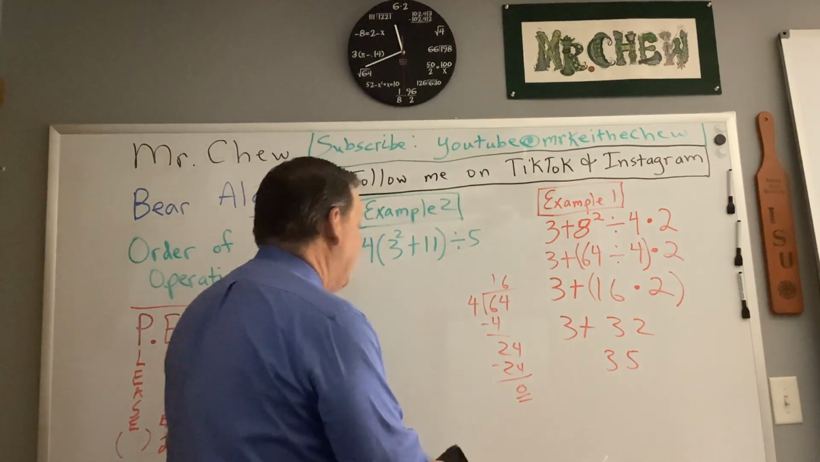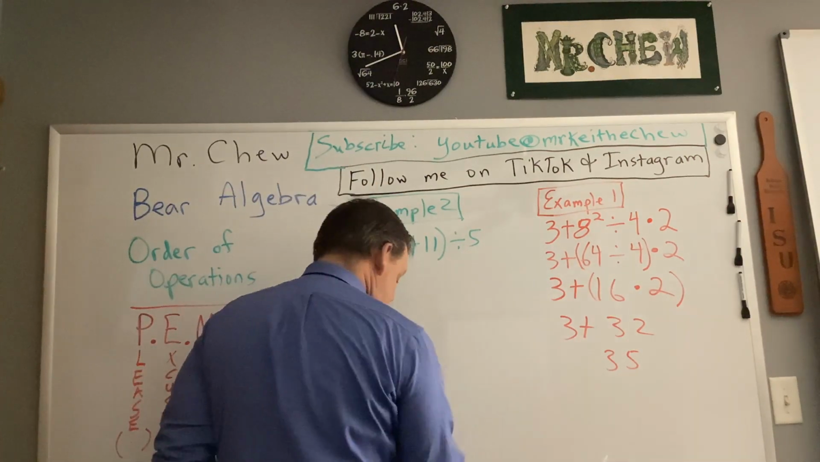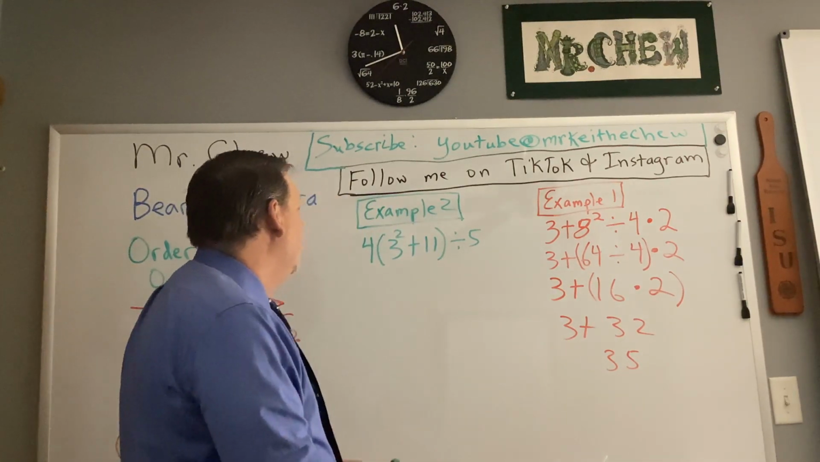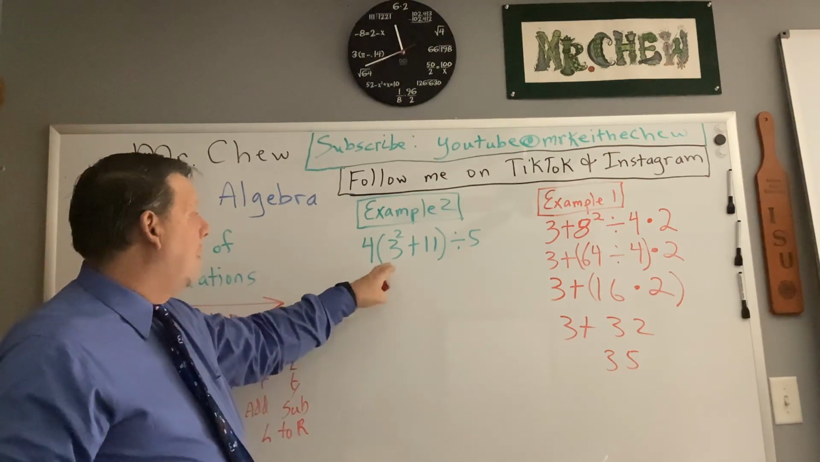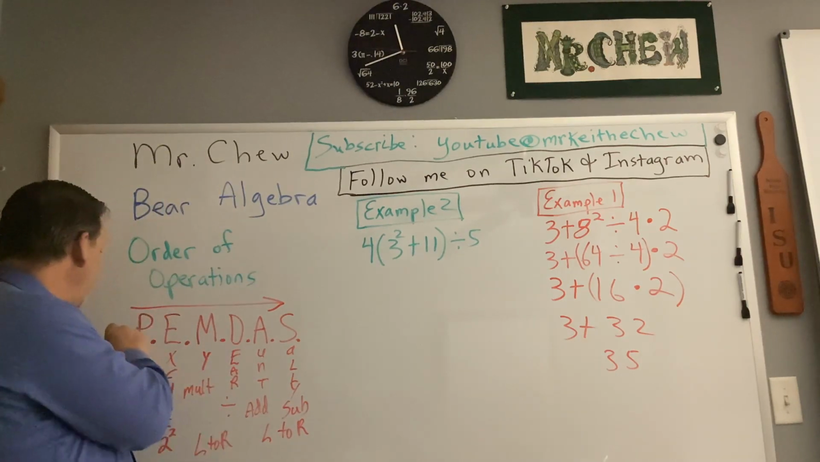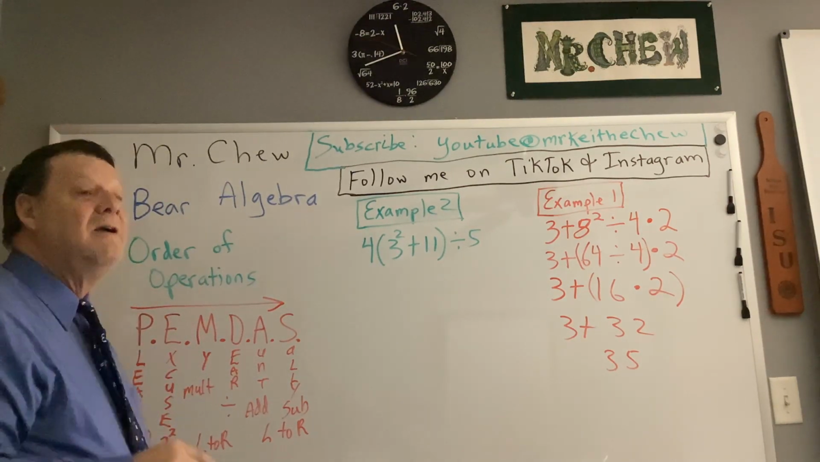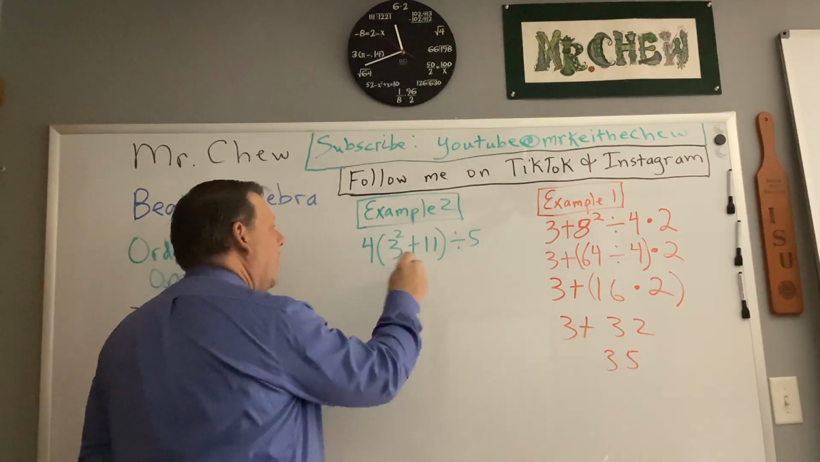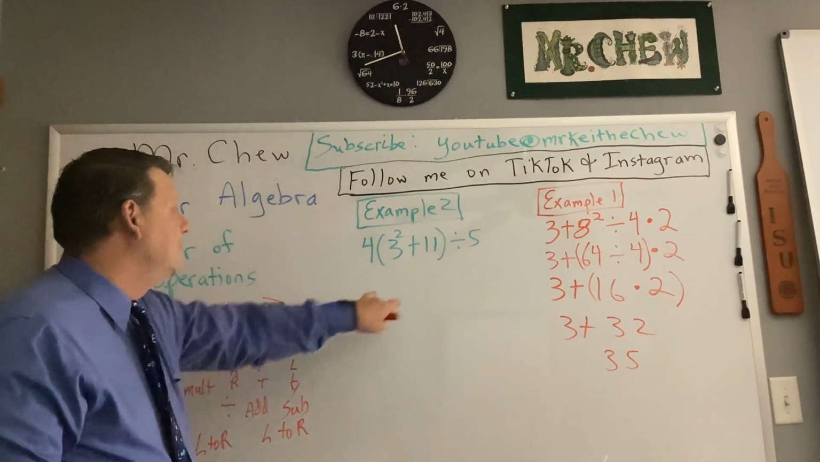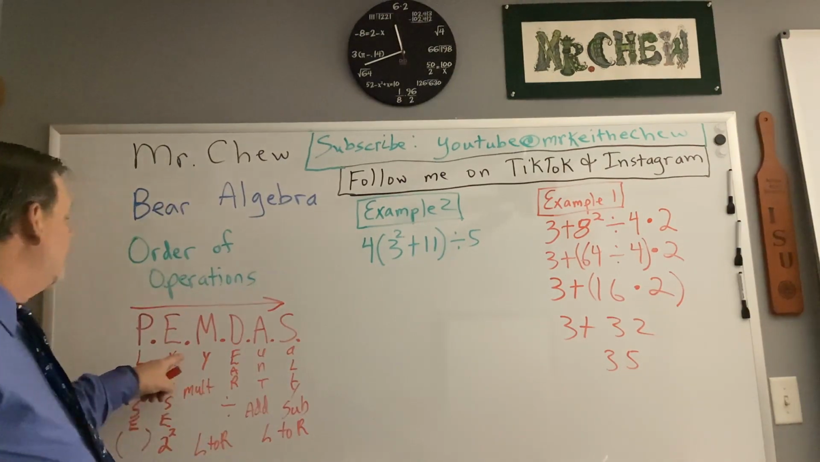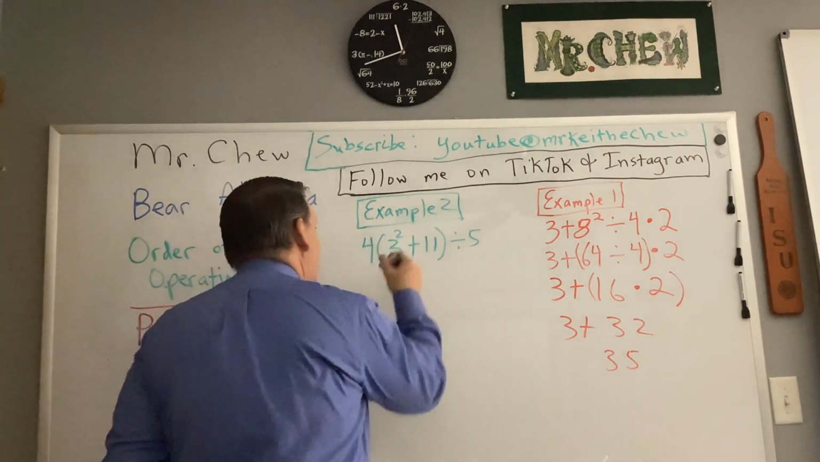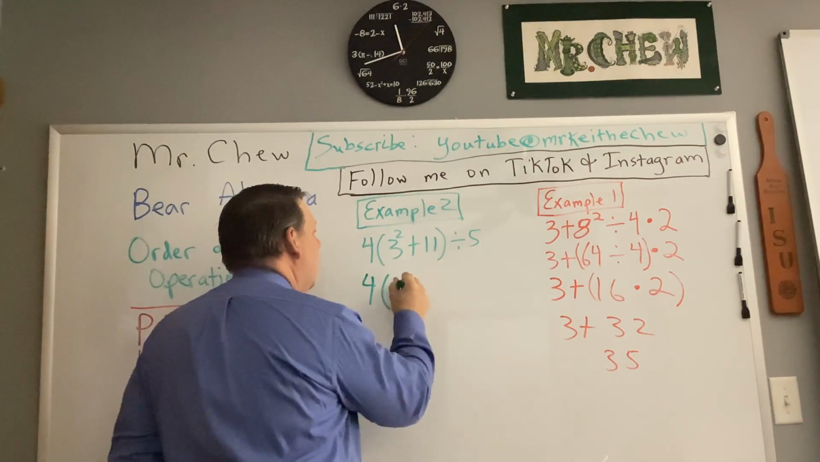Now we go to example 2. I'm going to erase this part and leave this up here. In example 2, we have 4 times the quantity 3 squared plus 11, divided by 5. So the first thing we ask: are there any parentheses? Yes, there are, right here. Then inside those parentheses, is there any more parentheses? No, just the one set. So then, are there any exponents? Yes, there is. So we've got to do the exponents first. 3 squared is 9.